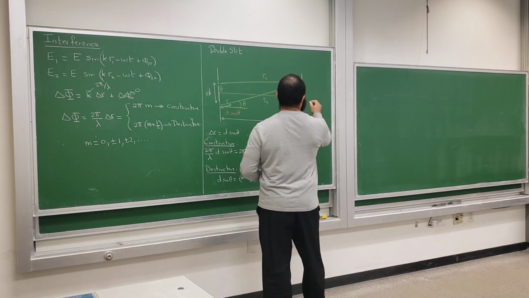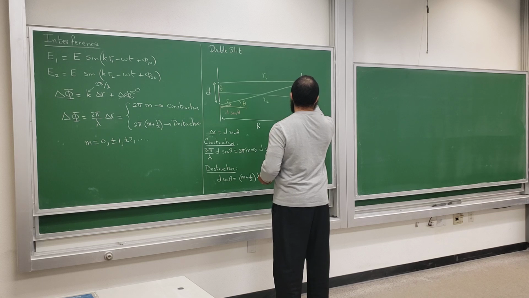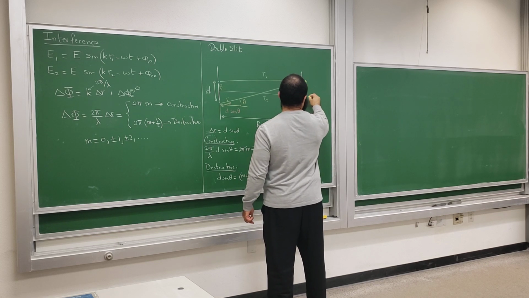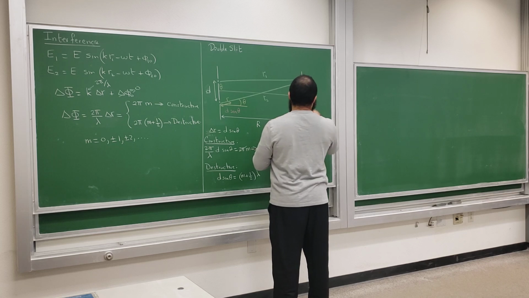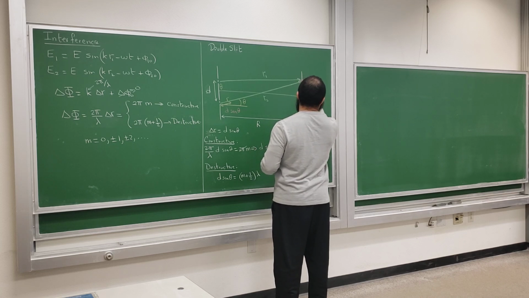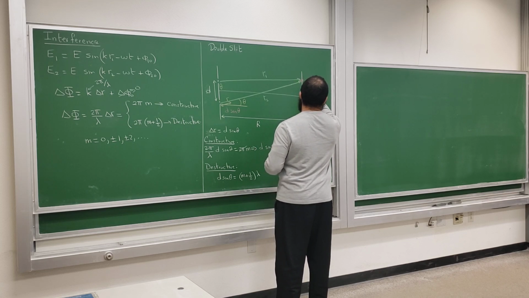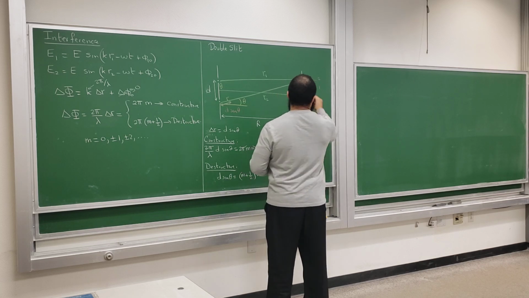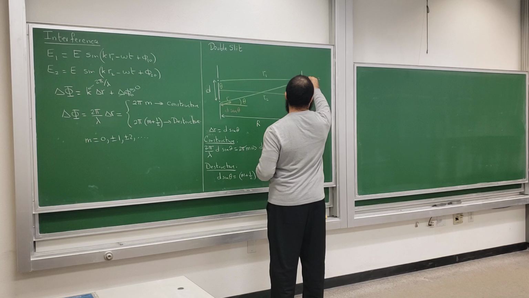What we mean by y is the distance from the center to whichever bright spot you're looking for. For example, this spot here corresponds to m equal to 0, this one corresponds to m equal to 1, this one to m equal to 2, and this one m equal to -1 and -2. And y is the distance from the 0th one to the mth one. So let me call it ym.